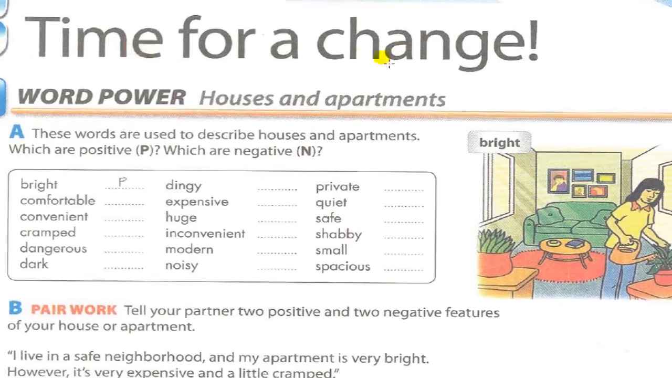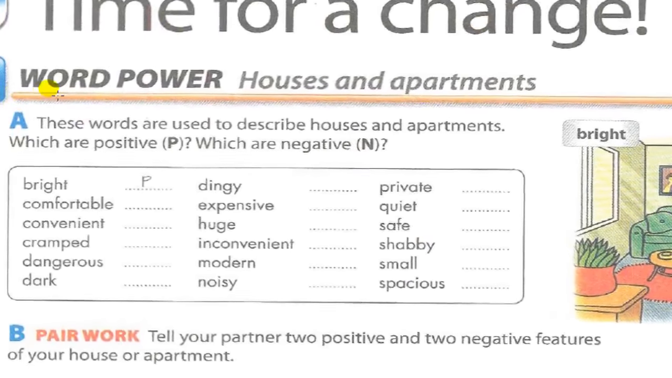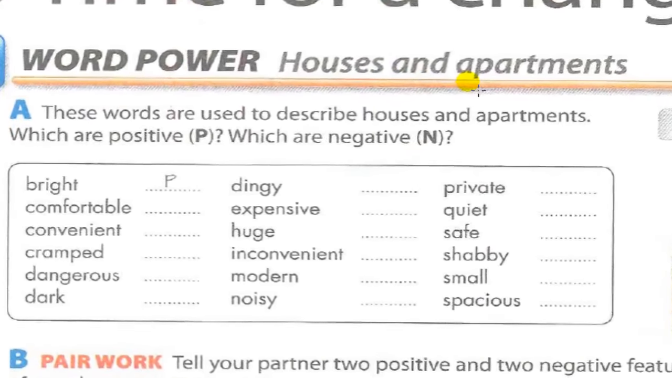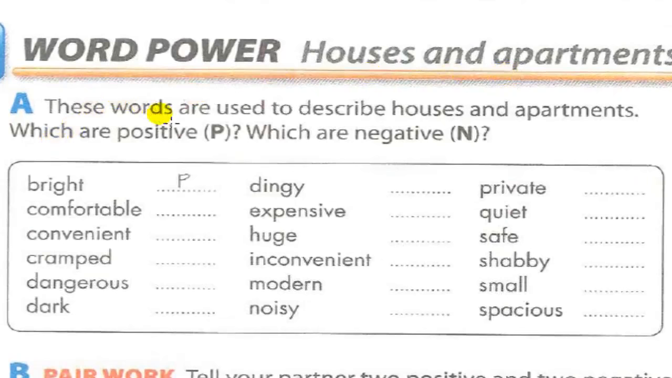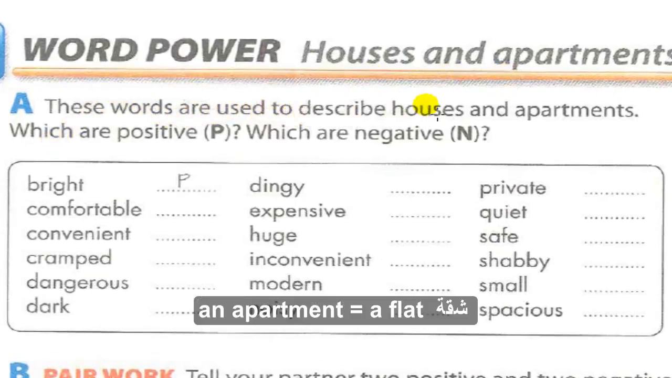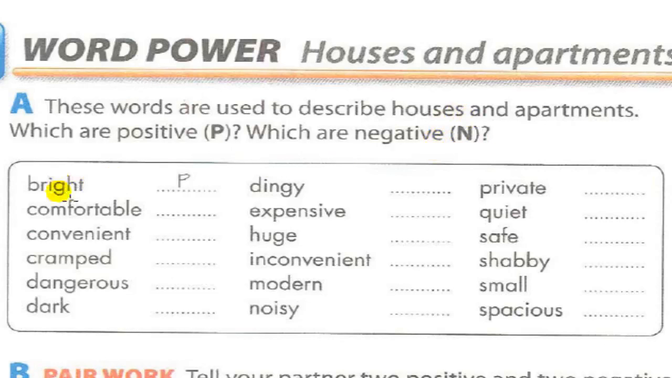Unit 3. Time for a change. Exercise 1. Word power. Houses and apartments. These words are used to describe houses and apartments. In American English, an apartment; in British English, a flat. Which are positive, P? Which are negative, N? So here we have different adjectives that describe the house, the apartment, or the flat. You write here the adjective, positive, good adjective, or negative, bad adjective.